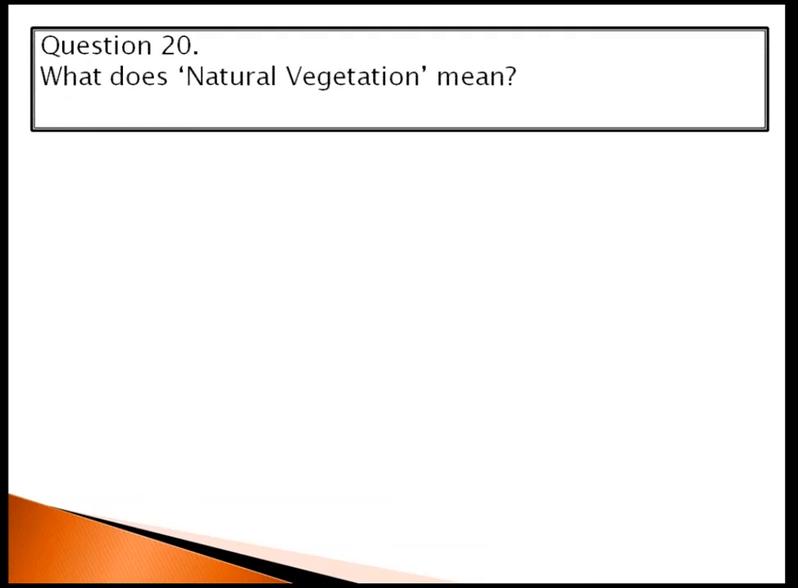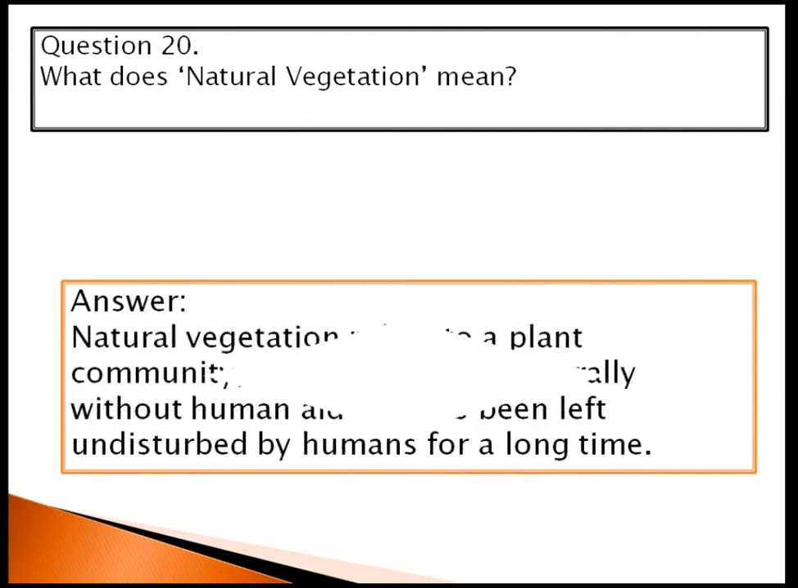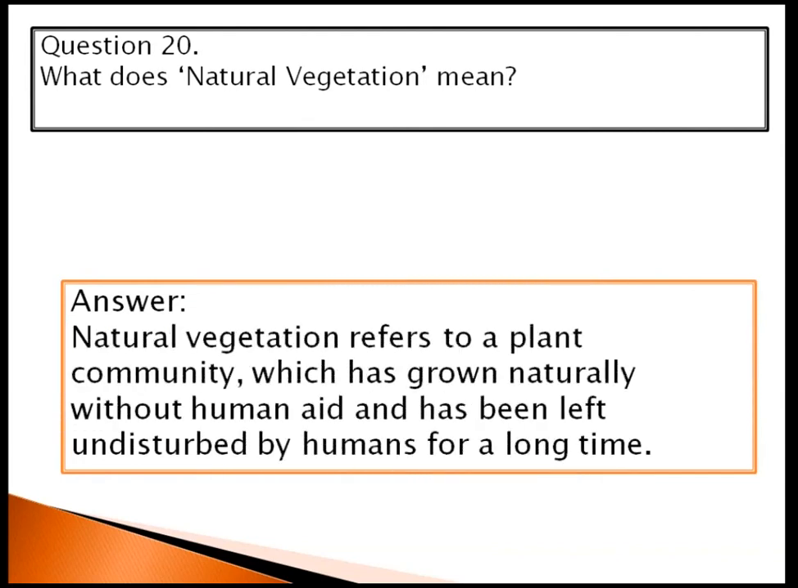Let's check out the answer. So natural vegetation refers to a plant community which has grown naturally without human interference or human aid and been left undisturbed by humans for a long time. They are called natural vegetation. Next, moving toward the next question.